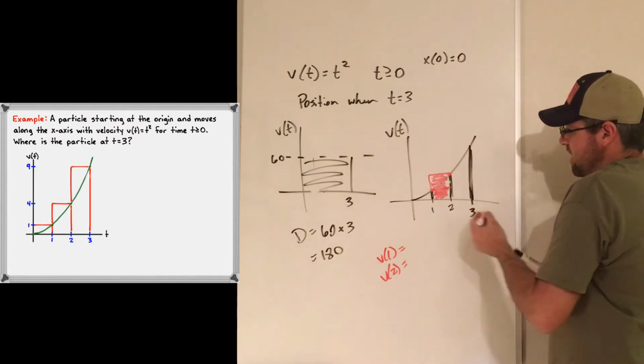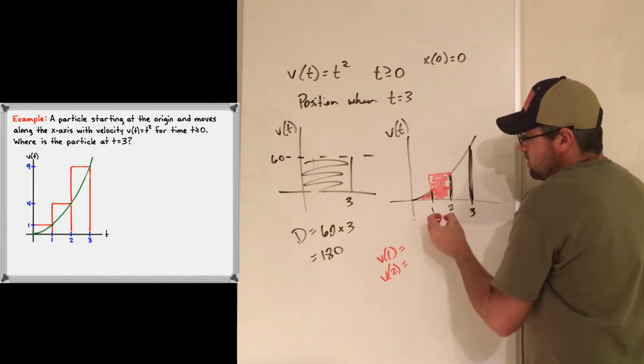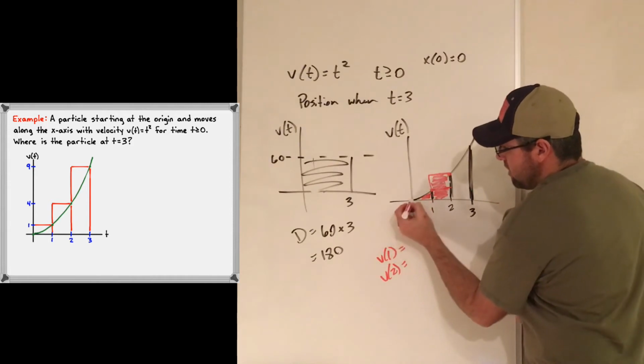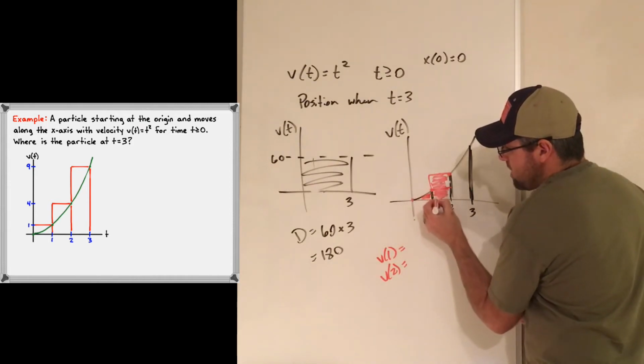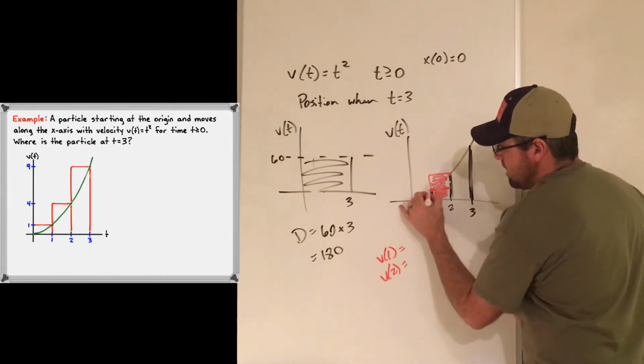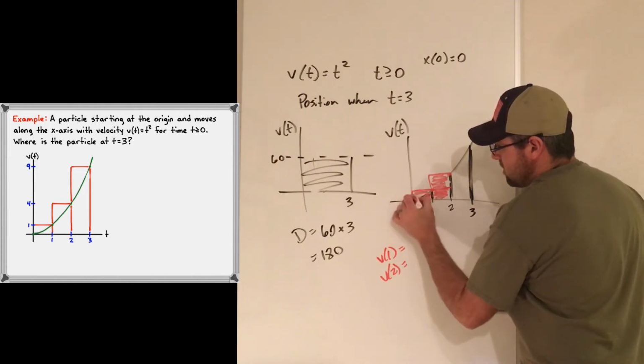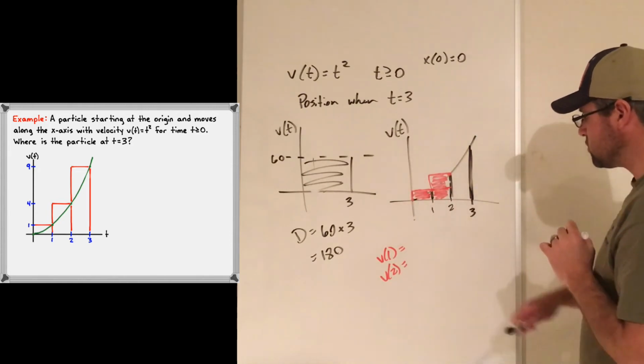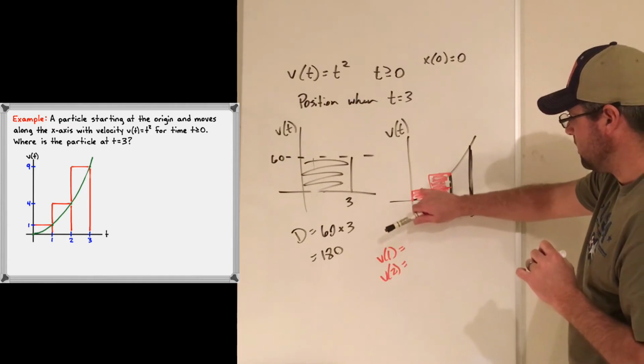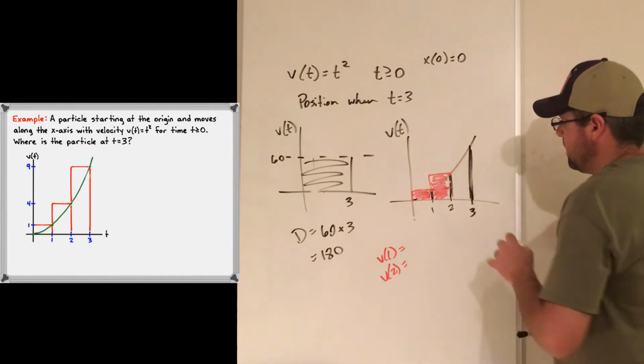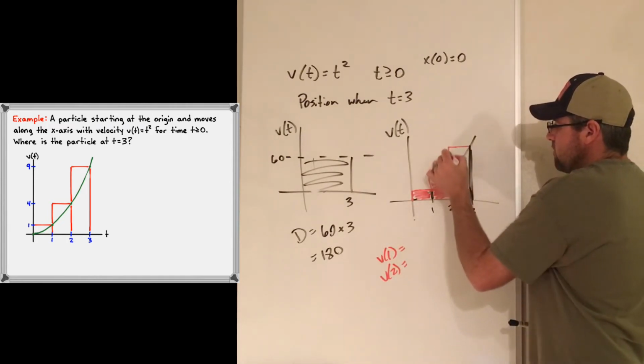Now I still have to find the area of this piece, so do I want to use the left point or the right point? Well, if I'm going to be consistent, I'm going to use the right point. So I'm going to find the area of that one. So I'm using v of 1 for the first height, v of 2 for the second height, and then I'll use v of 3 for the third height.